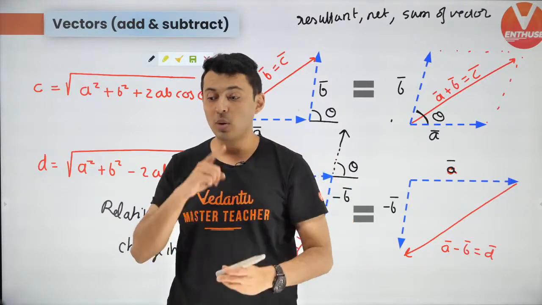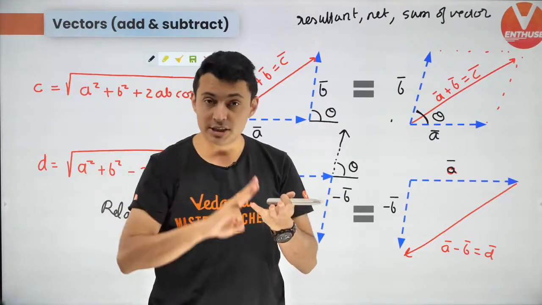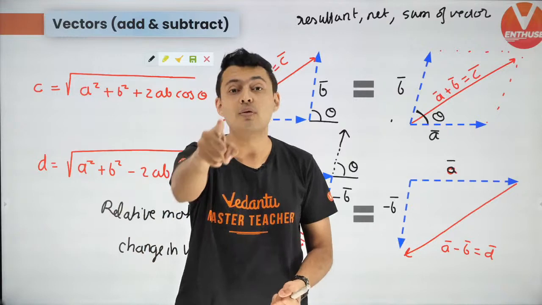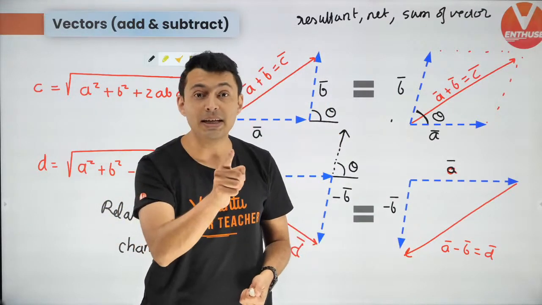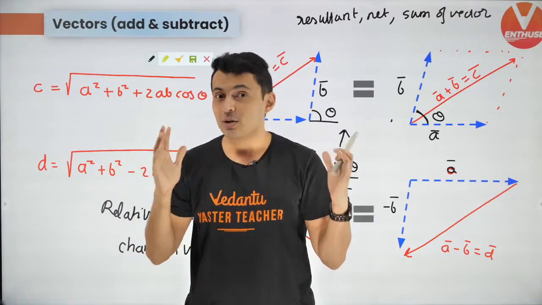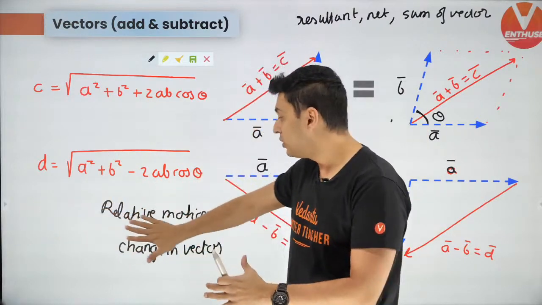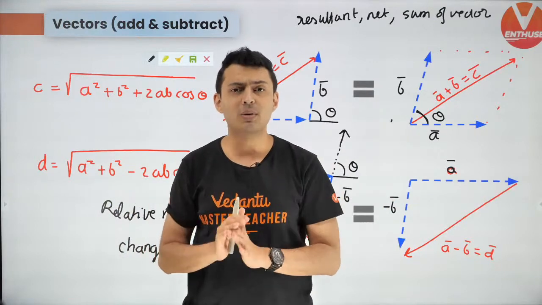And whenever you have to find the change in velocity, change in acceleration, change in momentum, or change in any vector quantity, use vector subtraction. But if the question was change in speed, what is speed? Scalar. Speed is scalar. So when you have to find change in a scalar quantity, you don't have to use these rules. You can just find the difference, normal magnitudes difference.